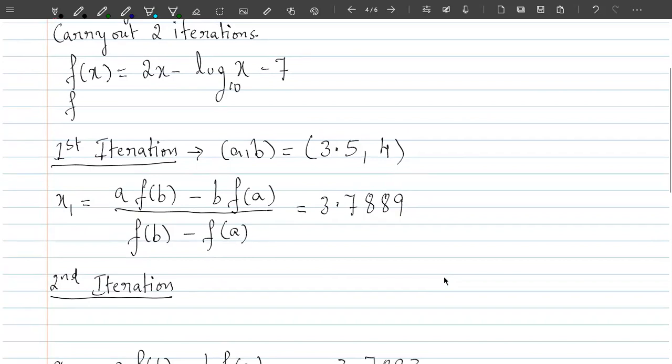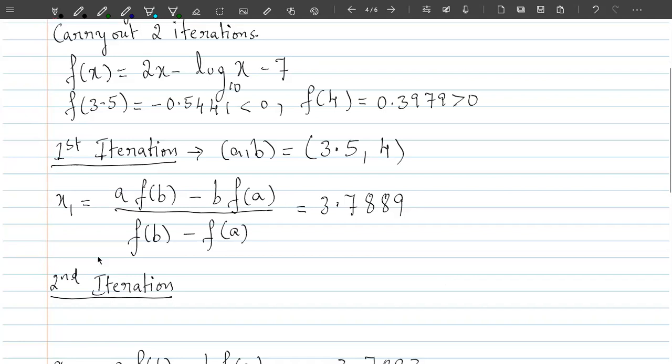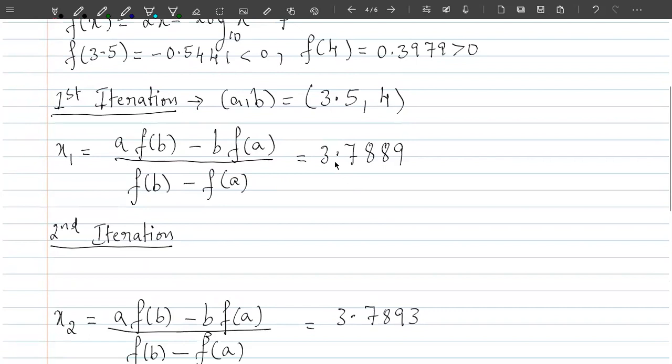So let me just calculate f of 3.5 here. F of 3.5 is nothing but a negative value, minus 0.5441, and f of b, that is f of 4, is nothing but 0.3979, greater than 0. So from this I get the value of x1. x1 is equal to 3.7889. Let's perform the second iteration.